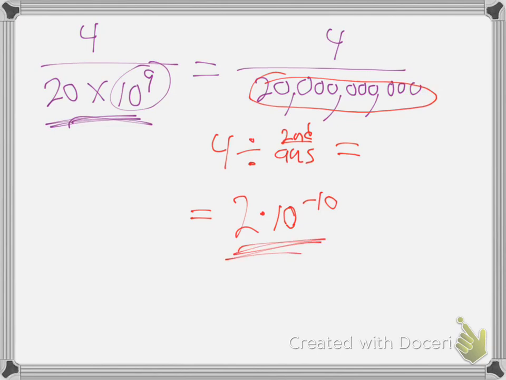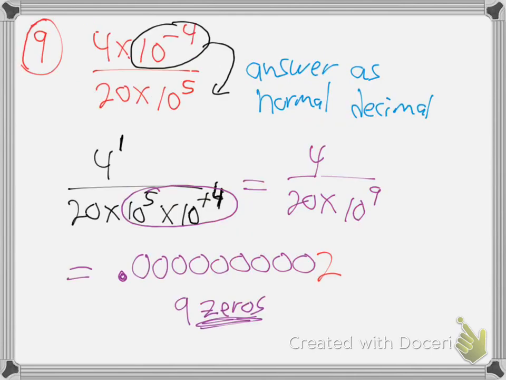Yeah, sorry about that. There it is, 2 times 10 to the minus 10. All right, so let me change my approach. Let's just do it from the very beginning.